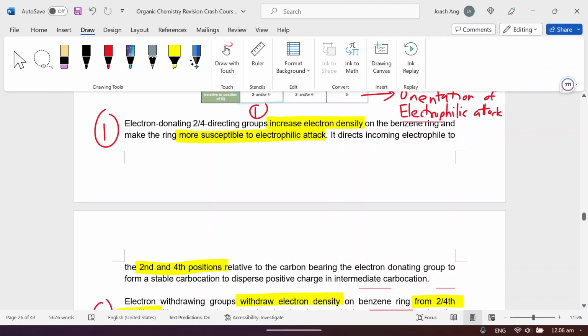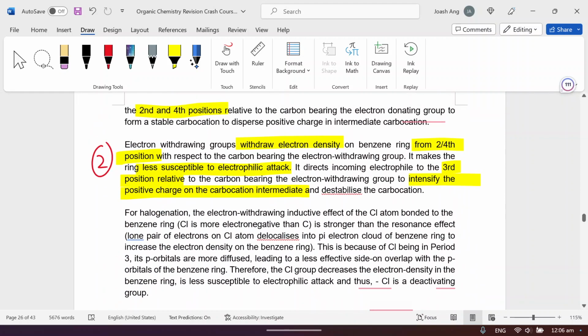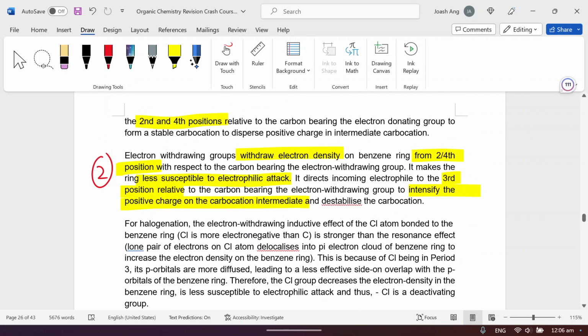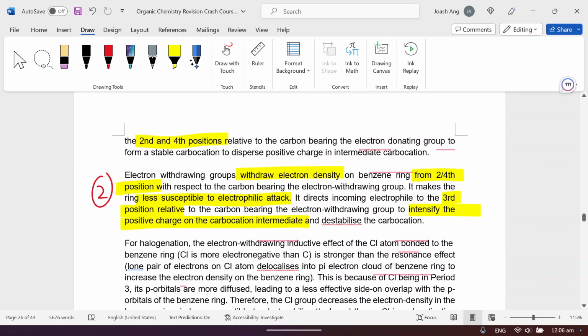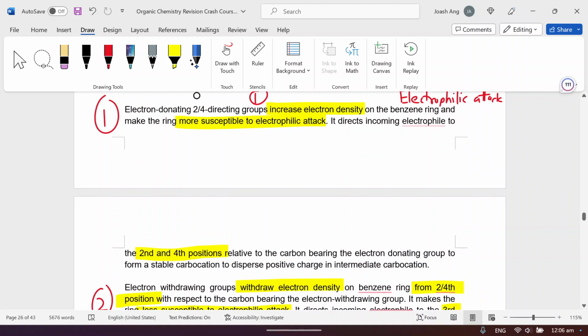So I think one more thing I can talk about is how for the first paragraph, actually no, I can talk about how it forms a stable carbocation to disperse the positive charge. I can use one example which is methyl benzene.